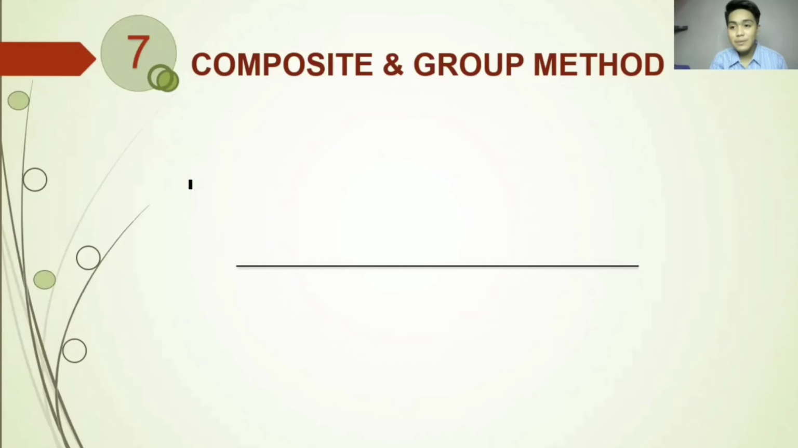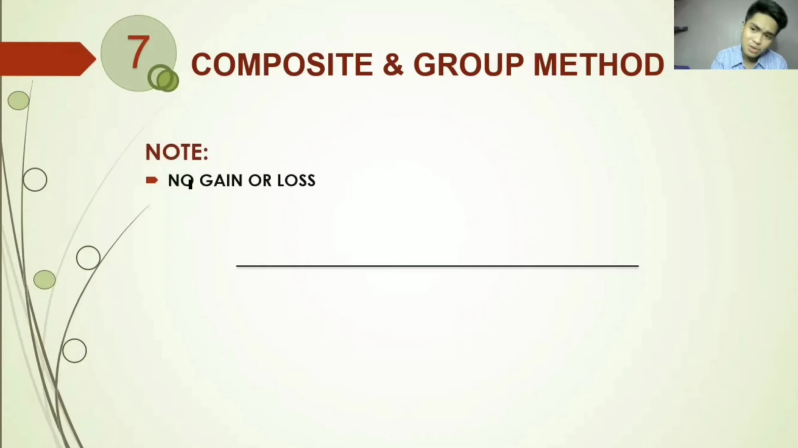So guys, mag-iwan na ako sa inyo ng malupitang note. Kapag po tayo nagdi-dispose ng PPE under composite or group method, no gain or loss are recognized kapag po tayo nagbebenta ng PPE. So ano po yung treatment natin? Magre-record lang tayo ng pagpapaalam sa PPE na dinispose natin, which is magdi-debit tayo ng cash, magdi-debit tayo ng accumulated depreciation, at i-credit na natin yung PPE.